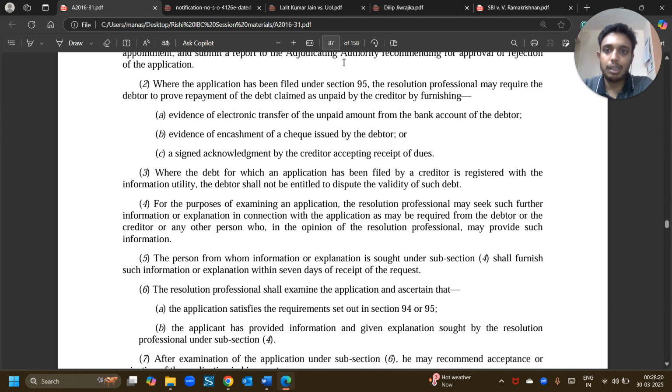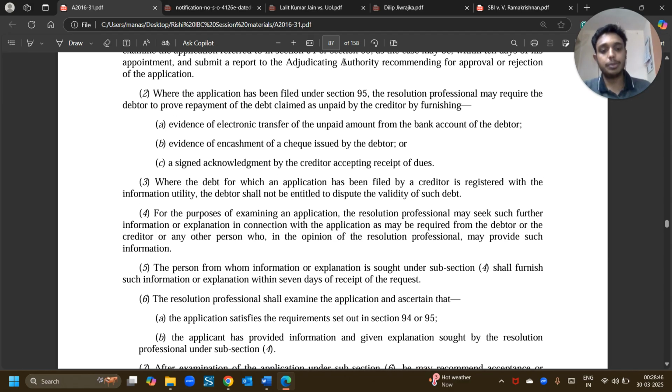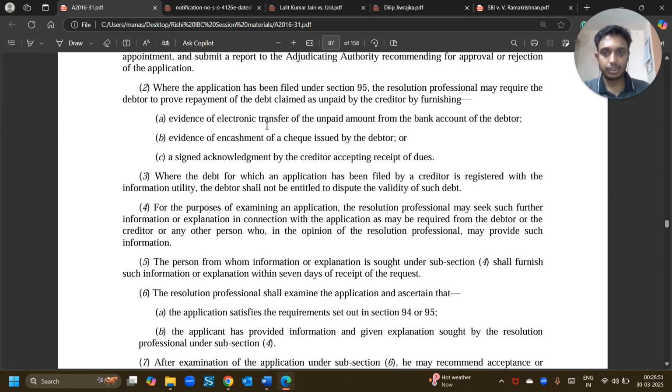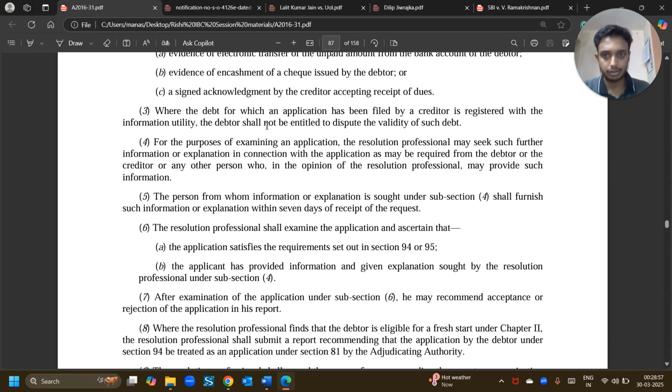Now subsection 2 says where an application has been filed under section 95, the resolution professional may require the debtor to prove repayment of the debt claimed as unpaid by the creditor by furnishing evidence of electronic transfer of the unpaid amount, evidence of encashment of cheque issued by debtor, or a signed acknowledgement by the creditor accepting receipt of dues. So here it is an opportunity for the debtor, when the creditor has filed the application, to show that the payment has already been done. That he can do either through evidence of electronic transfer or evidence of any cheque which has been encashed or any signed acknowledgement which has been received from the creditor.